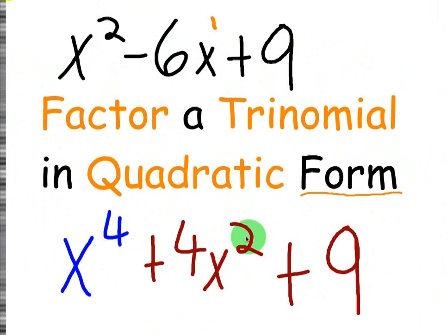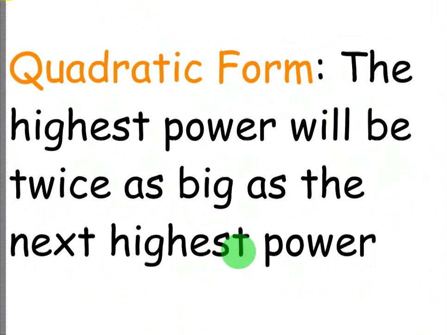And in fact, it's very similar to what we've been doing. Now the reality is, if the highest power is not twice as big as the next, then as far as I know, you can't use the x method. But everything on the worksheet will work out that way. The highest power will be twice as big as the next highest power.